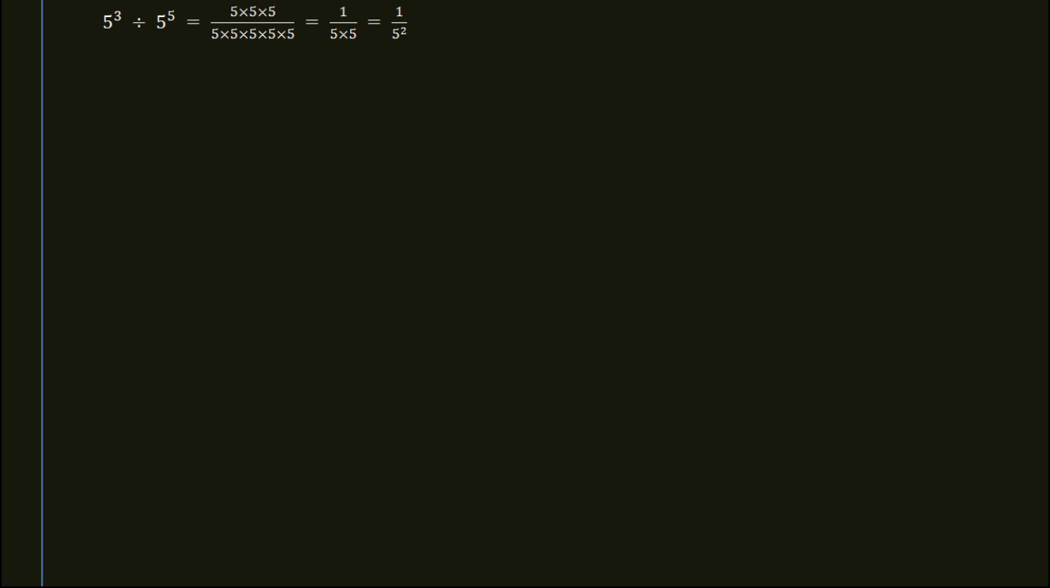Let us use the law we have just learned to evaluate 5 to the power 3 divided by 5 to the power 5. It will be equal to 5 to the power 3 minus 5, which is equal to 5 to the power negative 2. For a moment we seem to have contradicted each other. One can claim that these two answers are not the same, but as we shall see later on, 5 to the power negative 2 is the same as 1 over 5 to the power 2.